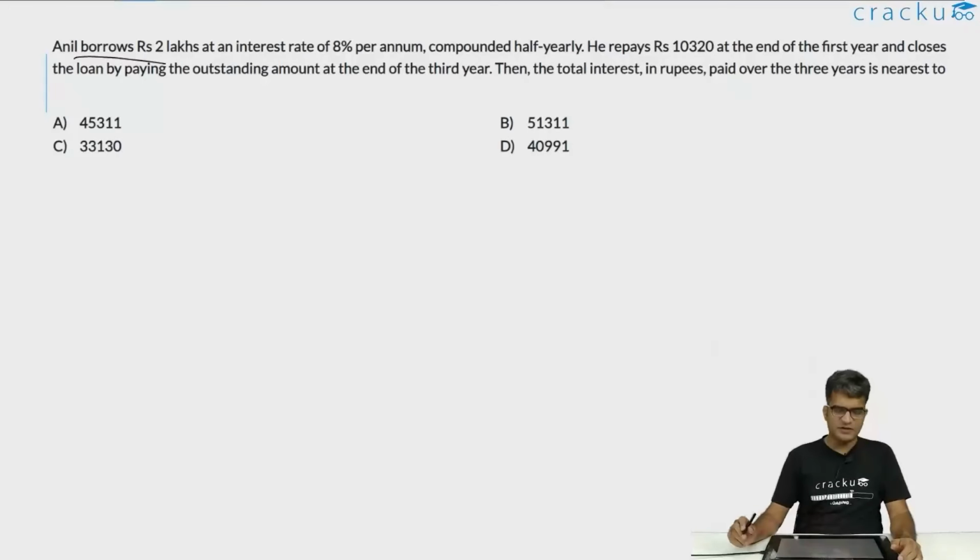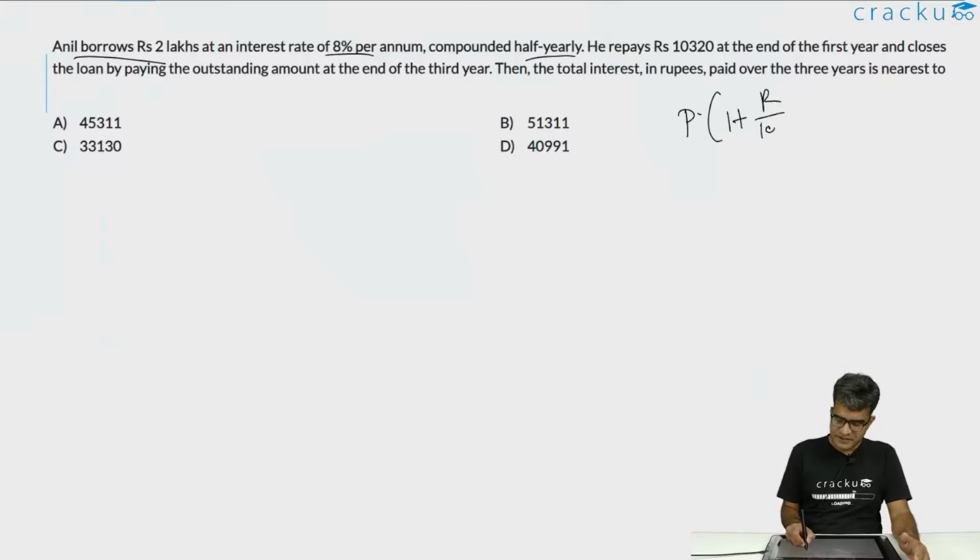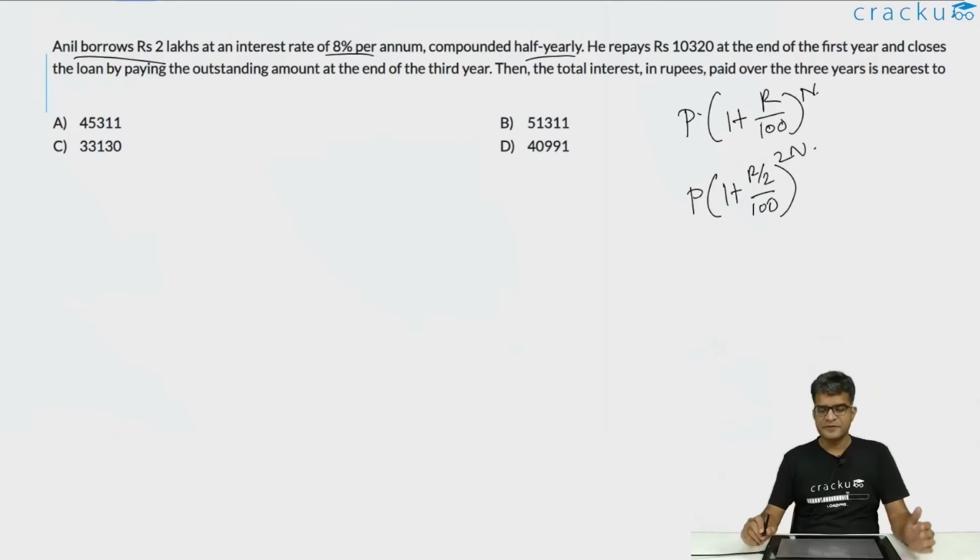In this question, we are told that Anil borrows 2 lakhs at a rate of interest of 8% per annum, but this is compounded half yearly. So if you have an amount principal, which is P, and the rate of interest is R% compounded annually, the total amount will be P into 1 plus R by 100 whole to the power N. But if this is compounded semi-annually, we have to divide the rate of interest by 2 and we have to multiply the time period with 2.